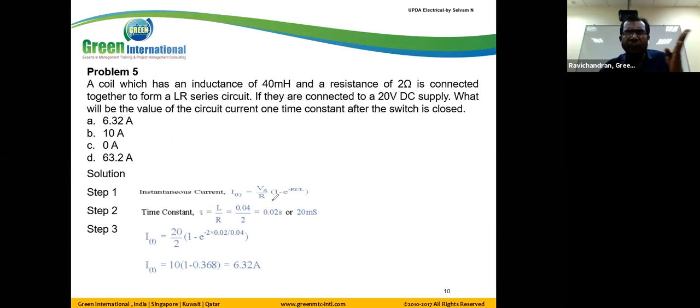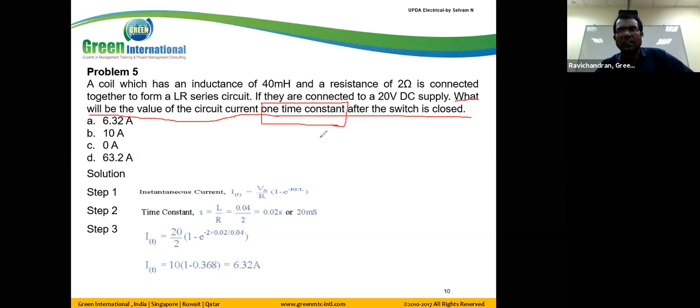So the problems of 4 and 5 marks are important. So they may ask the question in 4 or 5 marks. Now the same question they ask: what will be the value of the circuit current at one time constant? One time constant, that is the time constant.